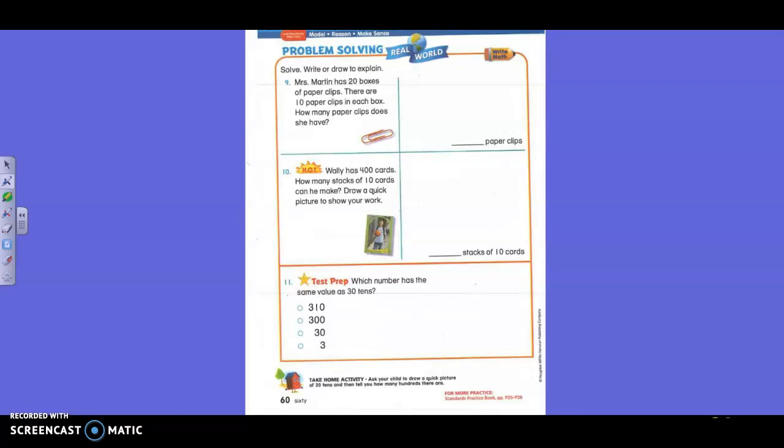All right, this says, write or draw to explain. Mrs. Martin has 20 boxes of paper clips. There are 10 paper clips in each box. How many paper clips does she have? Okay, so this is kind of like drawing those pictures that we had. If we have 10, we have to have 20 tens, because there's 20 boxes of 10 paper clips.